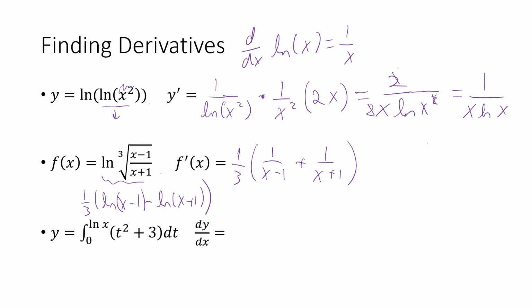And if we have this kind of question that asks us to use the second fundamental theorem, right, we can review that. So the derivative is the integrand evaluated at the upper bound. So it's going to be log of x quantity squared plus 3. And then we have to multiply by the rate of change of the upper bound, which is just the derivative of log x, which is just 1 over x. So that's how we can take a derivative there.